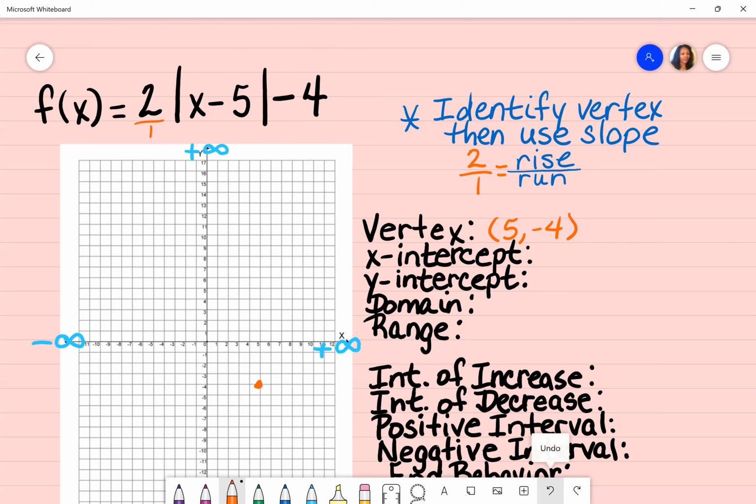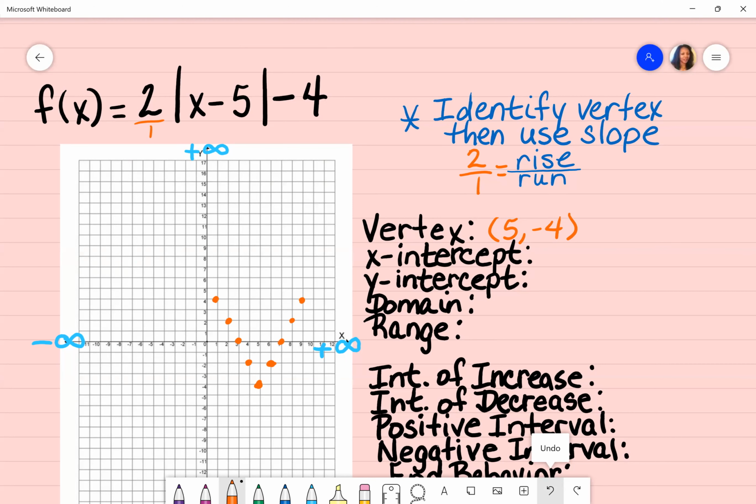So I know that my graph is going to be a V that faces upward. So from my vertex, I'm going to rise 2 and run 1. Rise 2, run 1. Same thing, just keep going as much as you want to. And then over to the left, I'm going to do the same thing because it's symmetric. Rise 2, 1, rise 2, 1, and so on.